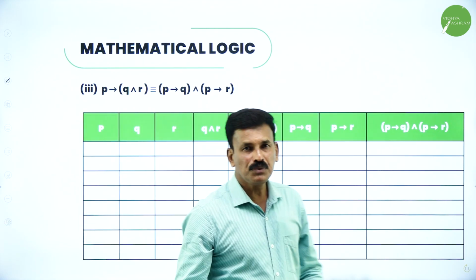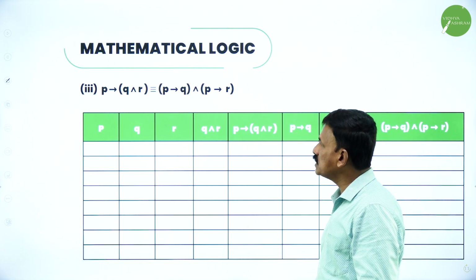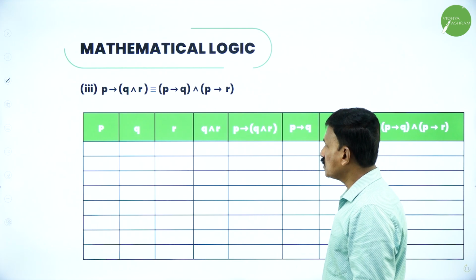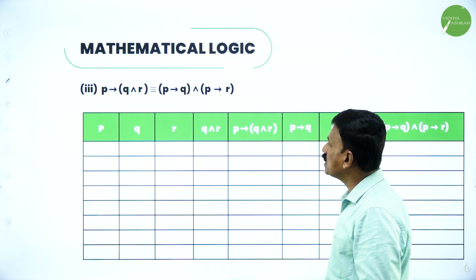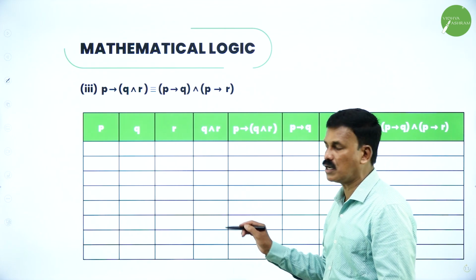Now, here there are P, Q and R. The given compound proposition is P conditional (Q ∧ R) is logically equivalent to (P conditional Q) ∧ (P conditional R). P, Q, R, right?